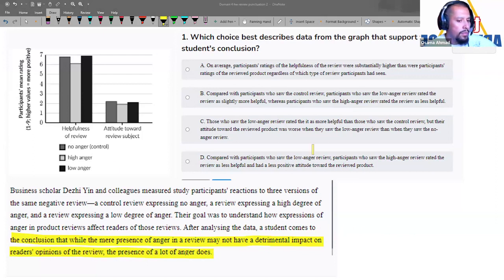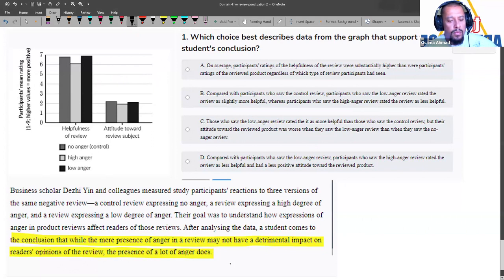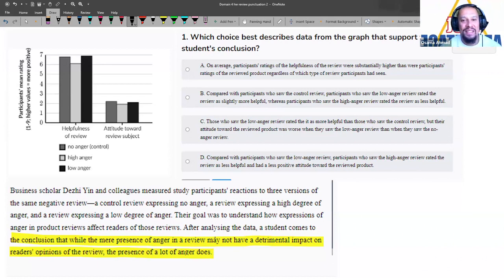The argument is that the presence of anger in a review does not really affect the reader's opinion, but the presence of much anger does. Okay, I know how to read. Tell me in your own words, what is the claim or the argument or the conclusion? The presence of anger in a review does not affect the reader's opinion, but what about high anger? So much anger that it actually affects it. Okay, so lots of anger affects the opinion of the reader.